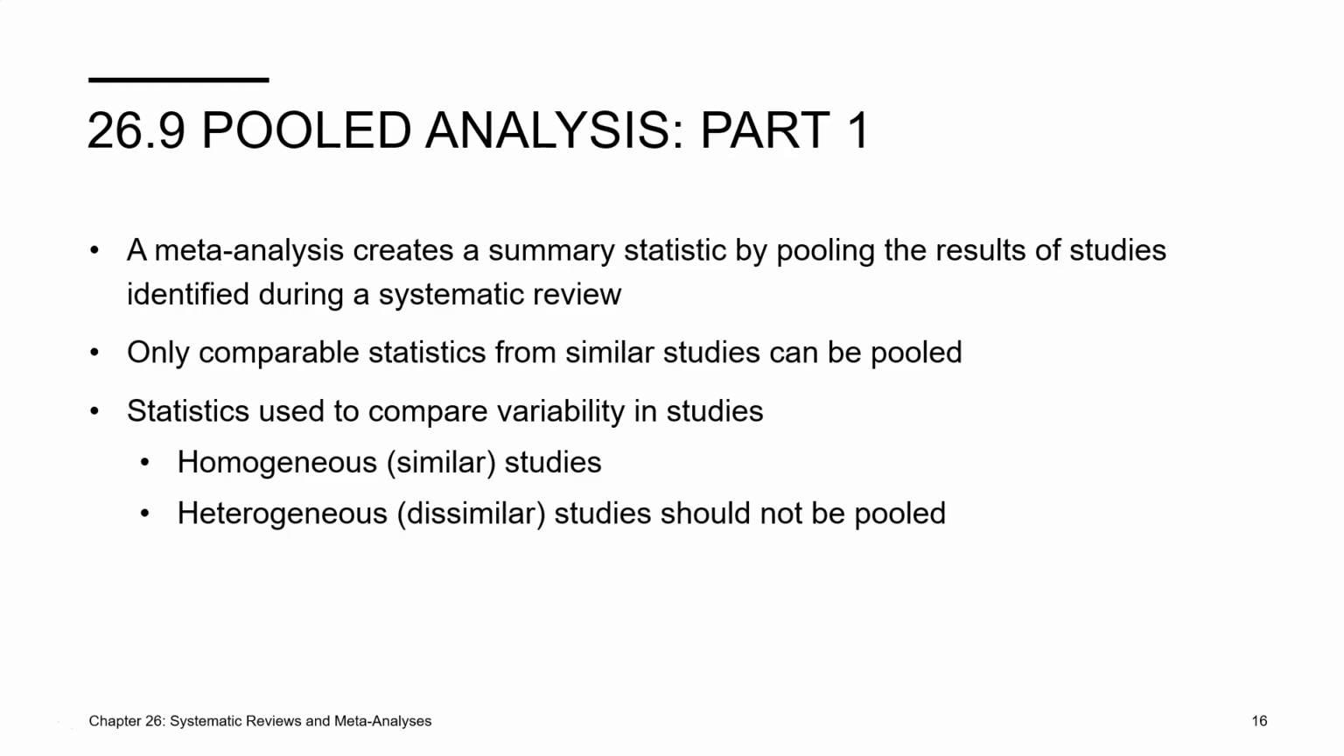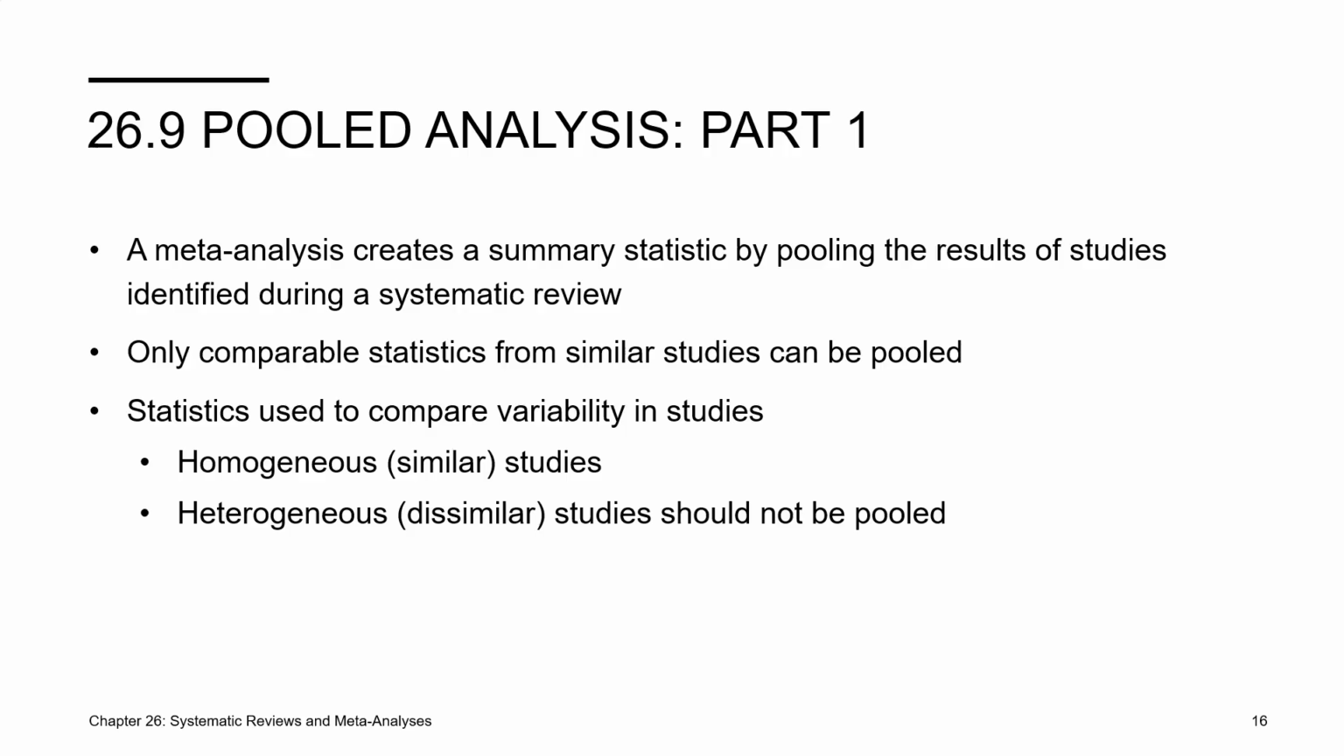Section 26.9 goes over pooled analysis. So a systematic review combines all of the information together from the studies and may create some sort of themes out of what has been published previously. But the meta-analysis combines the data itself, and so it creates a summary statistic by pooling the results of studies identified during the systematic review. And it's meant to only compare statistics from similar studies that are pooled together.